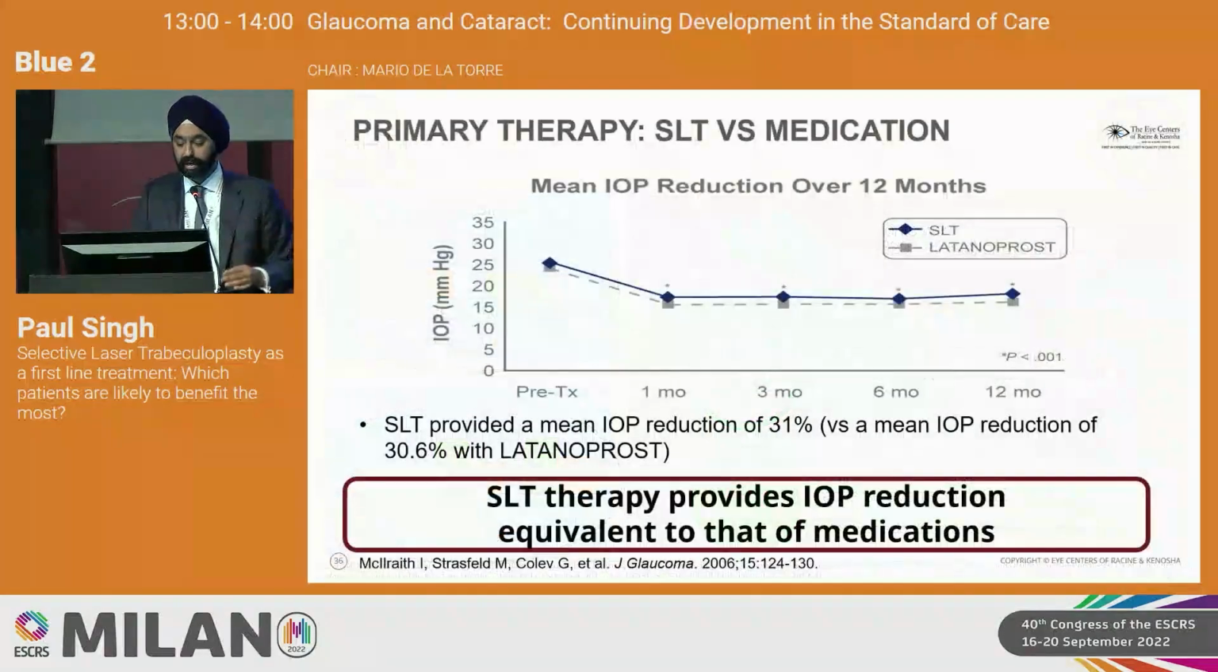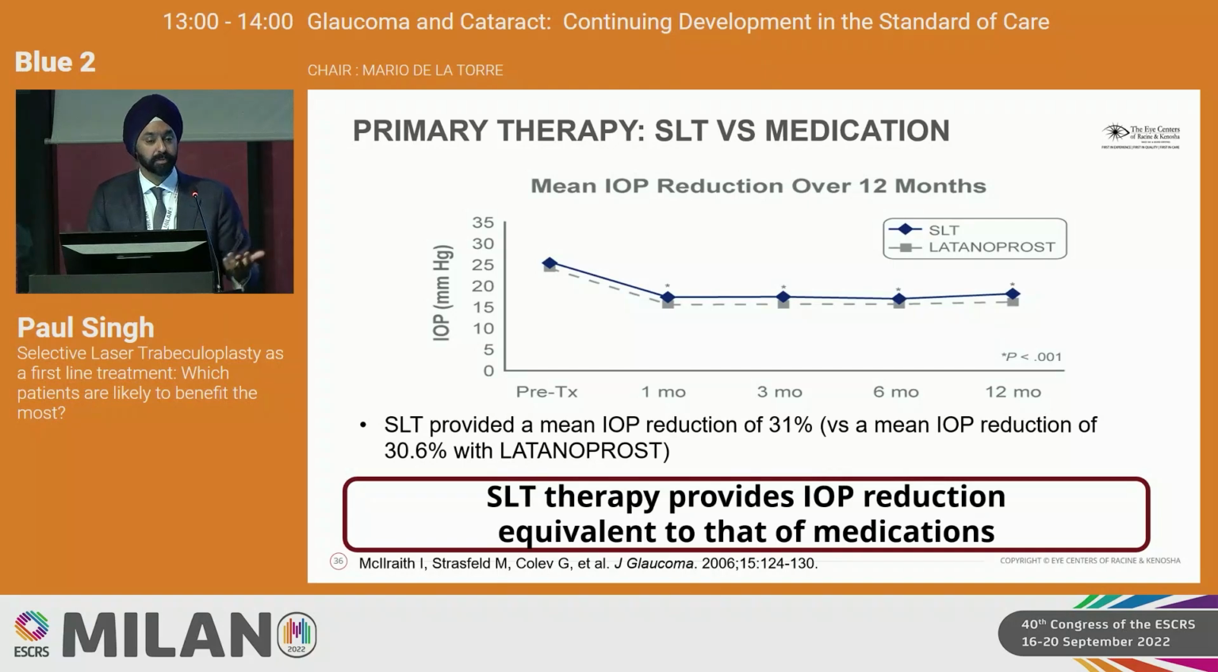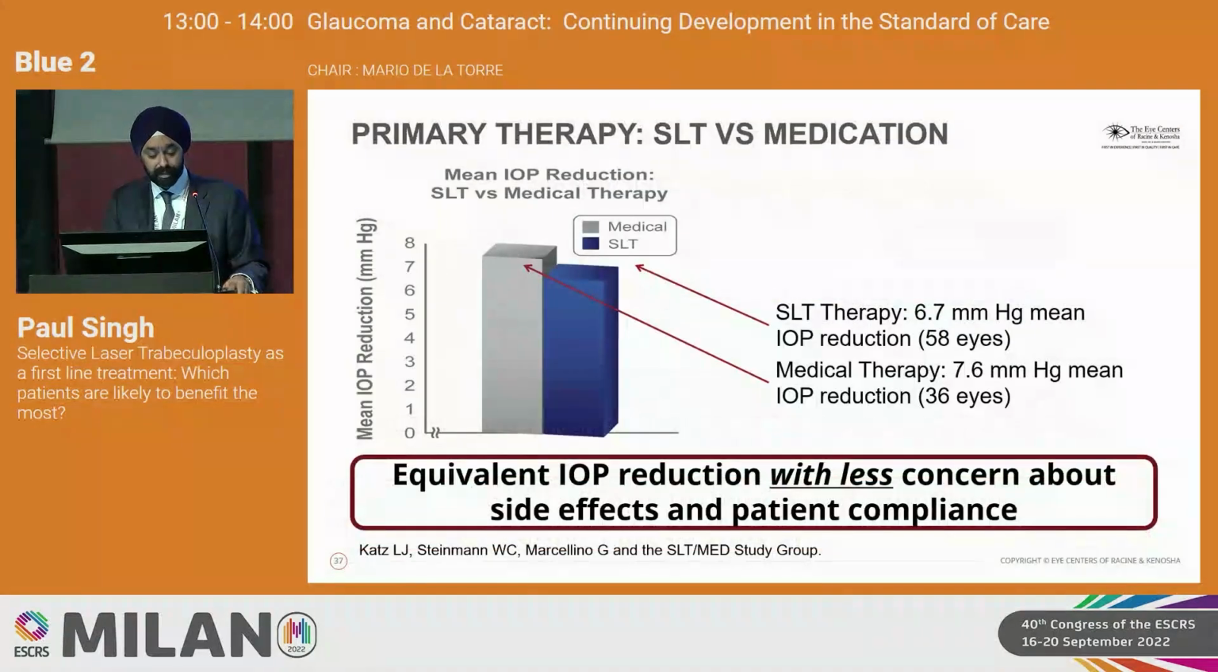Why? Because of compliance, right? That's not the only study, though. For years, we've had multiple data sets. This is McIlraith showing us SLT versus latanoprost at a year out, showing significant stability, rather, non-inferiority to topical drops. The COAST trial, the drop study, another very good study, showing, again, non-inferiority to drops with primary SLT as well.